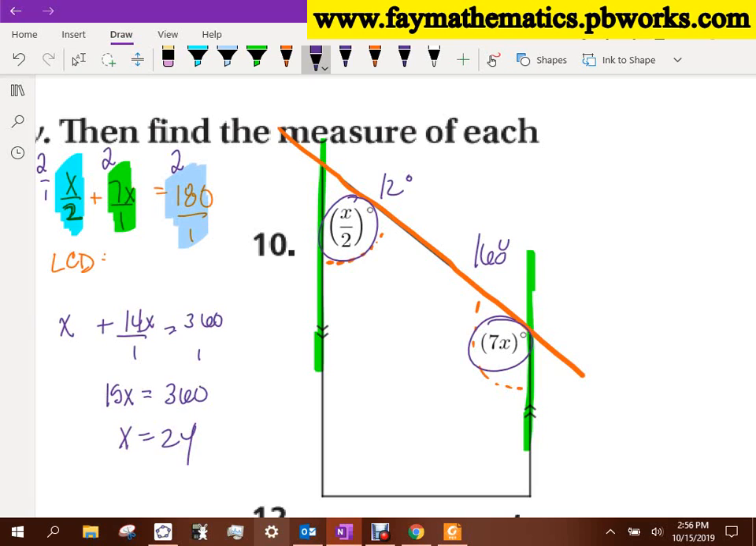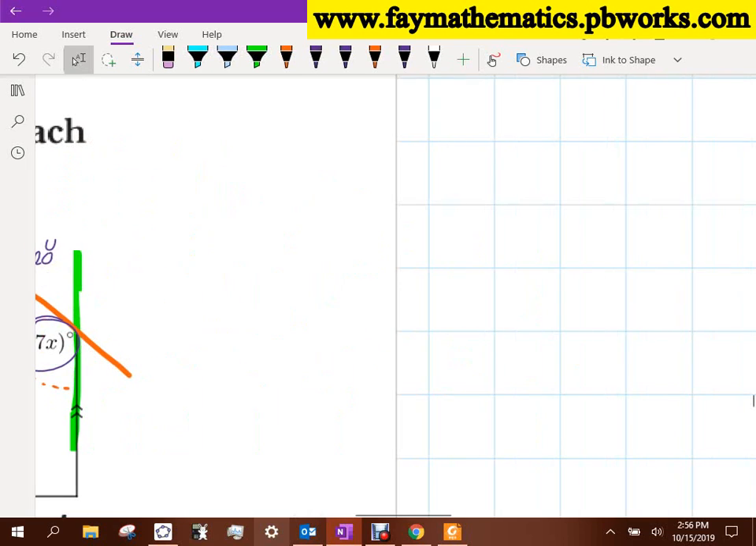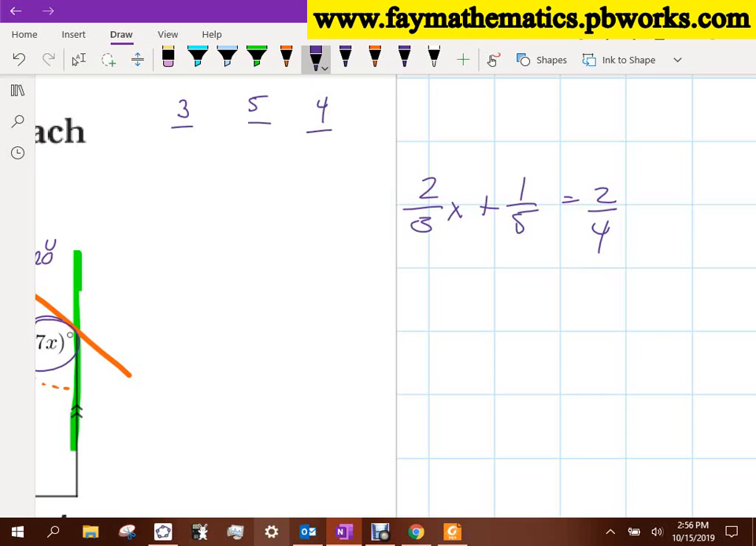Okay? So here's a question, just kind of piggybacking off of the algebra there. If I have 2/3 x plus 1/5 equals 2/4. Okay? My LCD, so here's the idea of an LCD, guys. I'm putting 3. Do it this way. I was thinking about getting Excel open, but it'd probably be quicker just to write this down than to open that program.